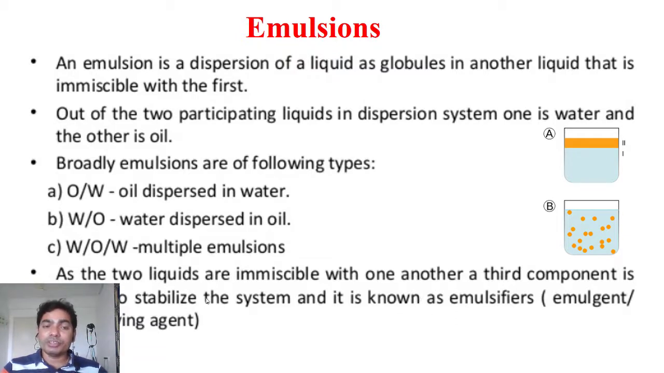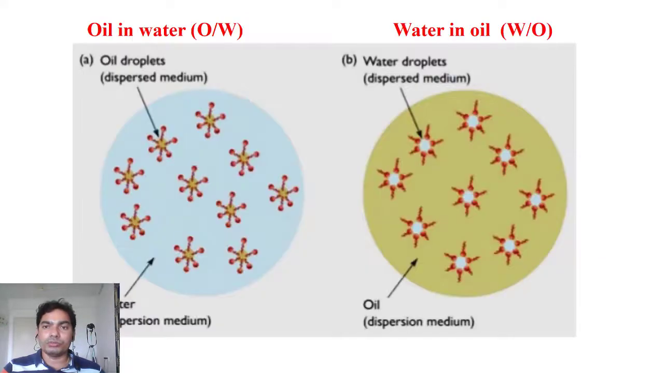Emulsifying agent means if two liquids are immiscible, to make them mix there must be an emulsifier, so we have to add the emulsifier. Now you can see the clear-cut structure of the different kinds of emulsion. The first one is oil in water. Oil in water means the water content is high, so this blue color is the water, right? And oil is this one.